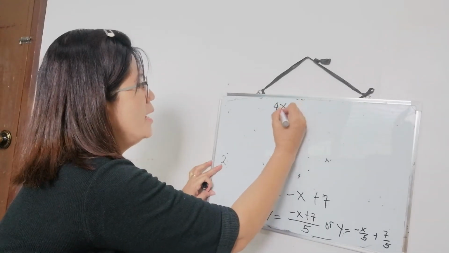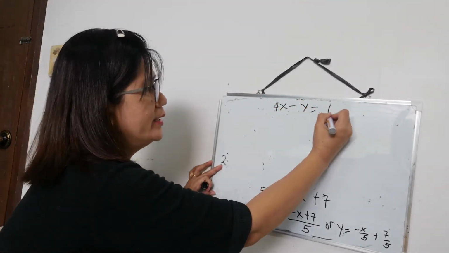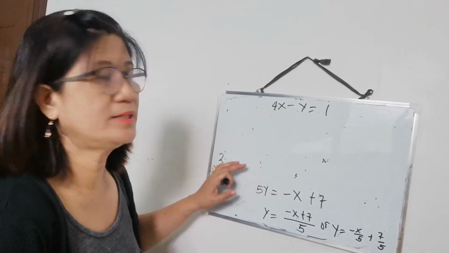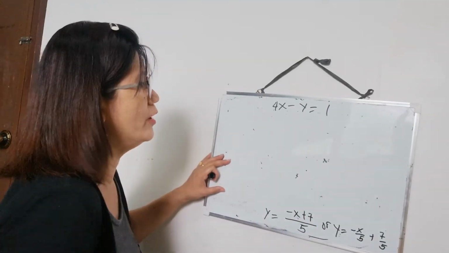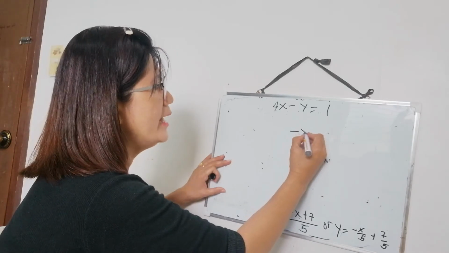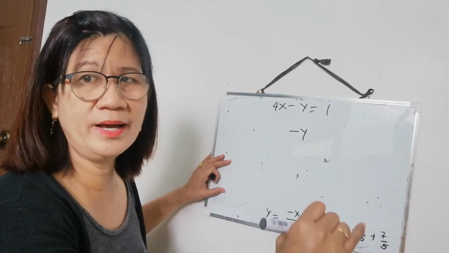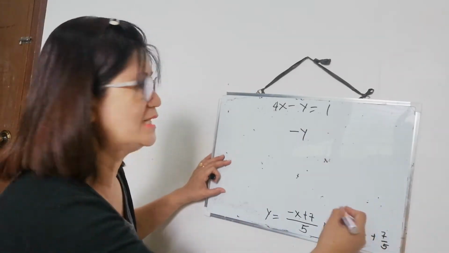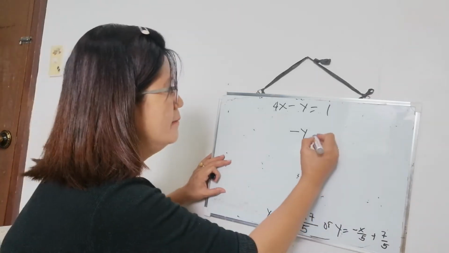4x minus y equals 1. How do you transform that into slope intercept form? So, we will bring down negative y. Huwag lang y, hindi lang y. Dapat kasama pati si negative. So, you must be careful.